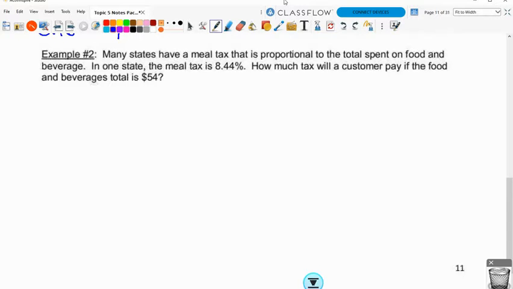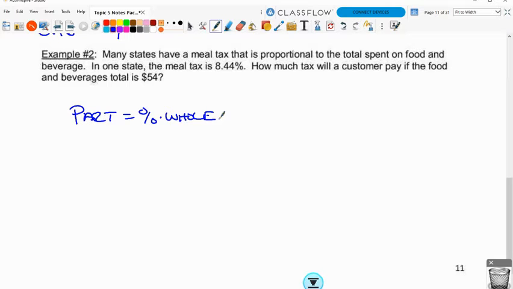In example number 2, we're told that many states have a meal tax that is proportional to the total spent on food and beverage. In one state, the meal tax is 8 4400%. How much tax will a customer pay if the food and beverage total is $54? So once again, to help us answer this question, we'll start by writing part equals percent times whole, the percent equation.